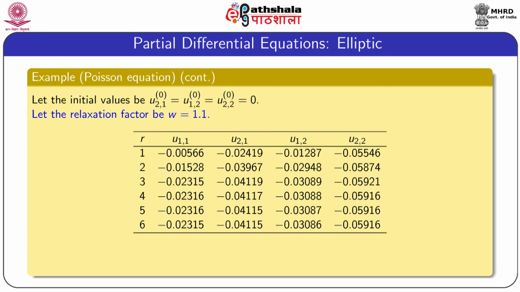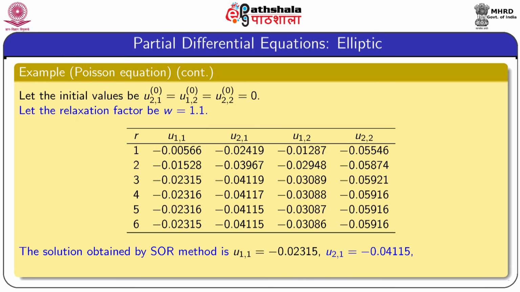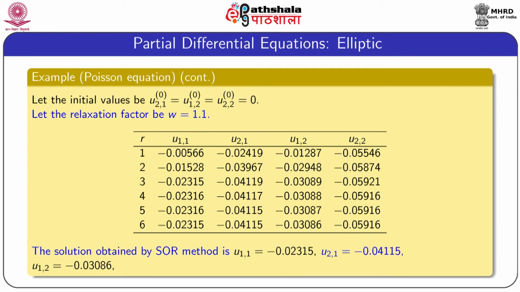That means we get the value of u11 is minus 0.0231615, u21 equal to minus 0.04115, u12 equal to minus 0.03086, and u22 equal to minus 0.05916. All these values are correct up to 5 decimal places.